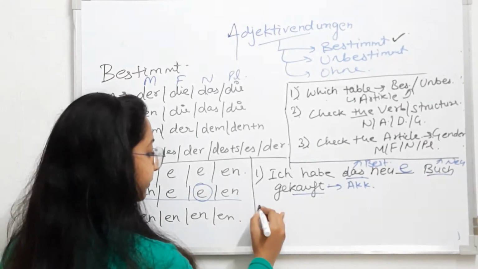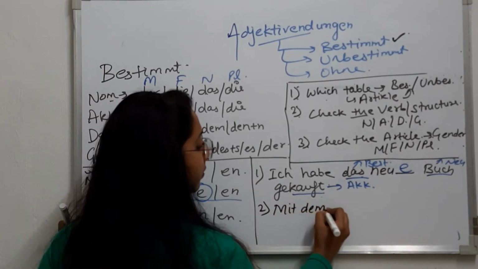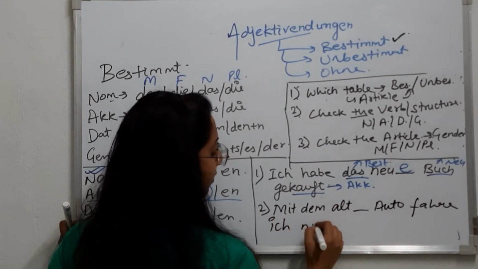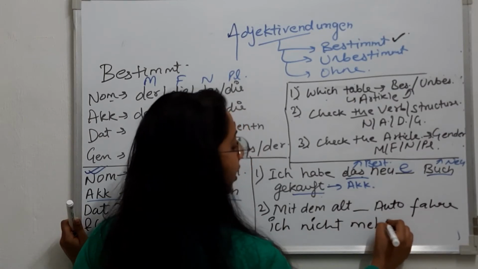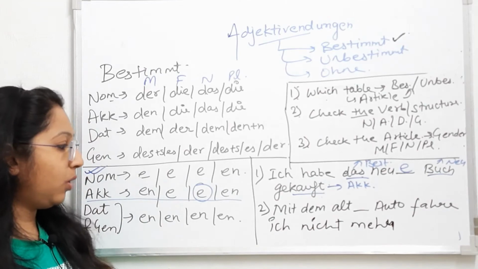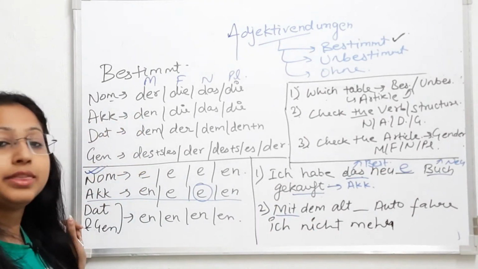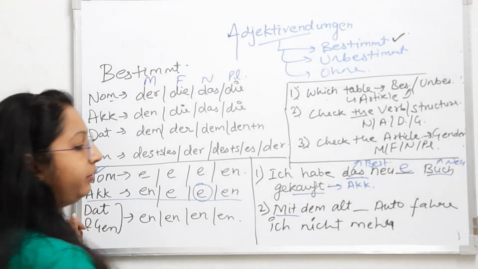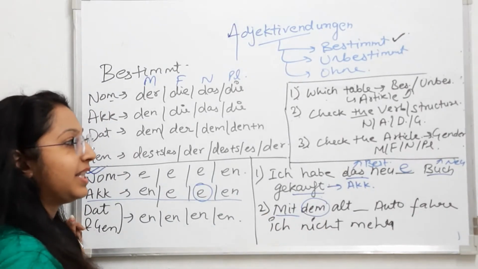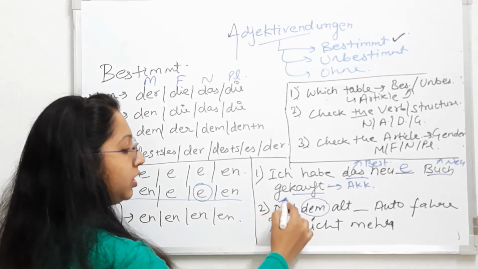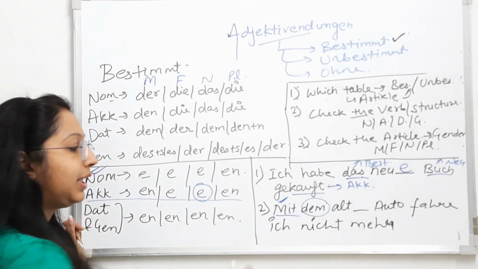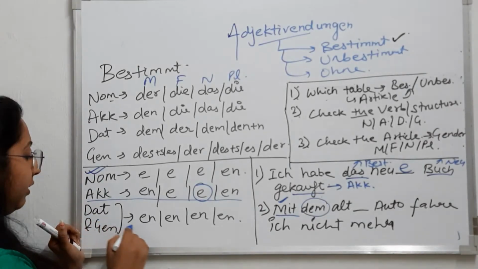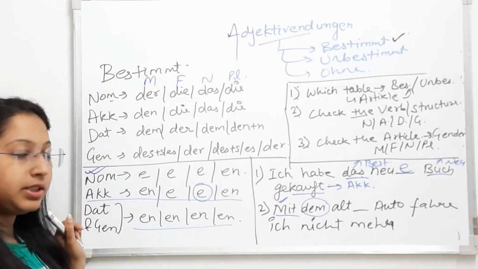Let's take one more example: Mit dem alten Auto fahre ich nicht mehr. It is very clear that mit is a dative preposition, which means your sentence is dative. Let's follow the structure again. Which table is this? Obviously we have dem, so it is the bestimmt table. Second rule, check the verb. Here we have a preposition, so there is no need to give preference to the verb. Mit is dative, so we follow the dative table only, where it is all en. When we have all en, we can directly write en.